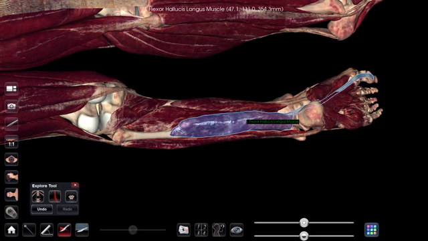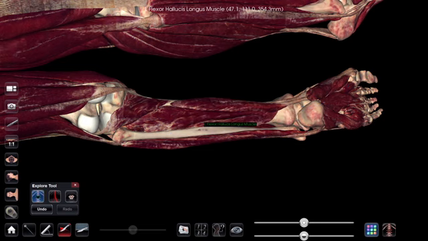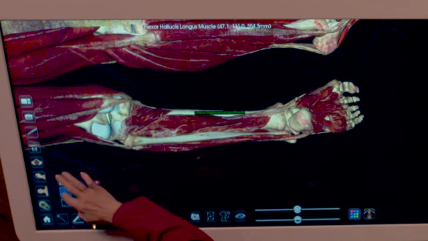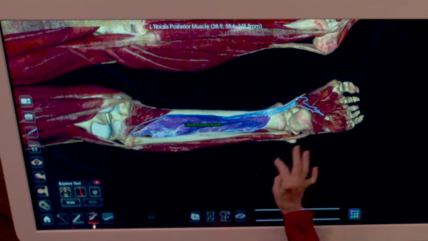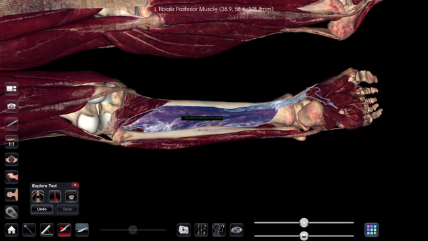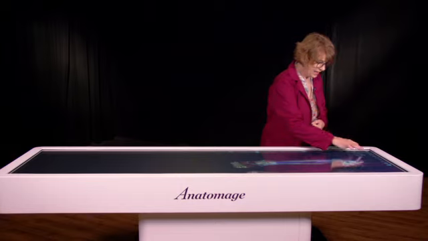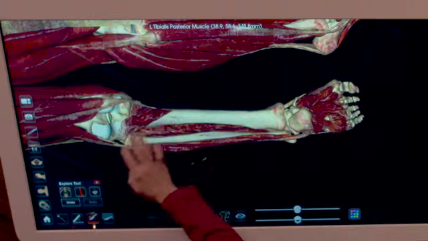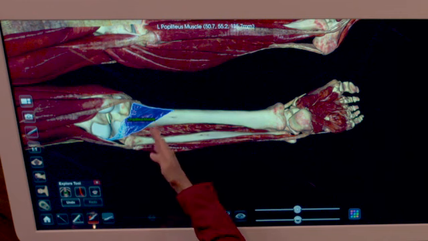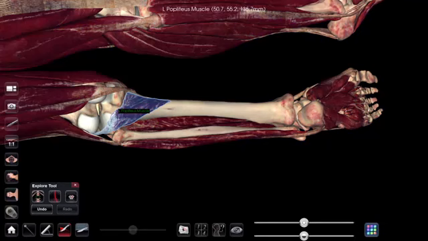Between the two, if we take those off, we now see tibialis posterior, which comes down and inserts deep into the foot and takes part of its origin off the interosseous membrane. The last muscle of this deep posterior group is the popliteus. It only crosses the knee joint and serves to unlock the knee when we're standing with our knees locked.